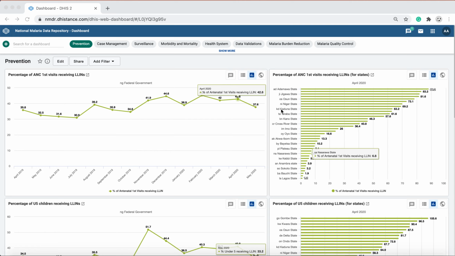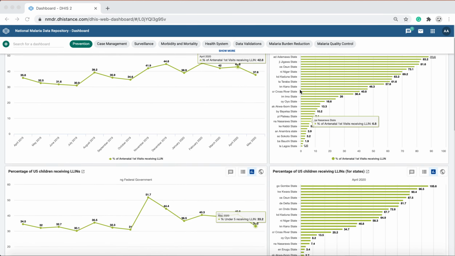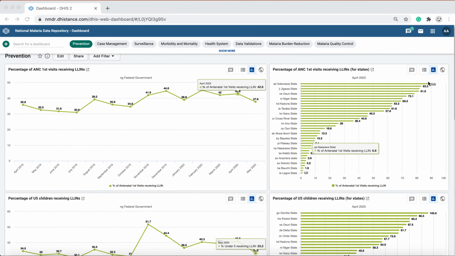Just beside that chart, you would also see a disaggregation. This is April 2020 data. So if you have April results of 42% uptake, this is what constitutes the disaggregation of states that contribute to this 42%. You can see Adamawa State topping the chart with 88% uptake of LLIN among pregnant women attending ANC.